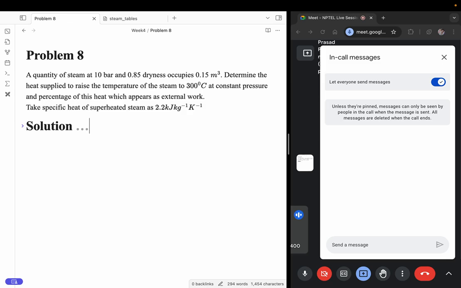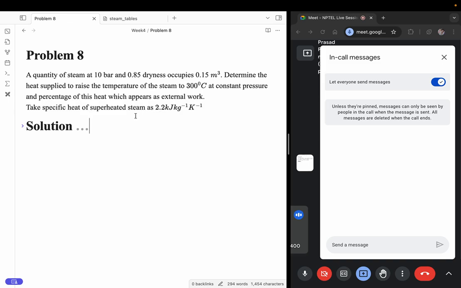So there is a certain quantity of steam at 10 bar pressure and 0.85 vapor fraction. It occupies 0.15 cubic meter. Determine the heat supplied to raise the temperature of the steam to 300 Celsius at constant pressure, and how much of this heat can appear as external work. It says that you can use the specific heat of superheated steam as 2.2 kilojoule per kg Kelvin. So you can also use this particular value, or you can refer to your steam tables and take the approximate value from there. For this problem, we'll stick to the value given here.